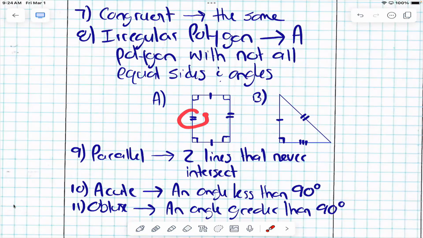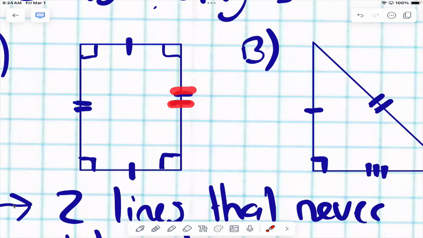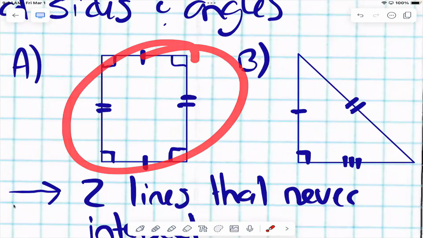So, for example, do you see these congruent markers right there? Are those two sides the exact same? Yes or no? I hear no's out there. These two sides are the exact same because they both have the exact same congruent marker, right? Okay. The top and the bottom is the exact same because they have the same type of congruent marker, right? Are all the angles on this shape the same?